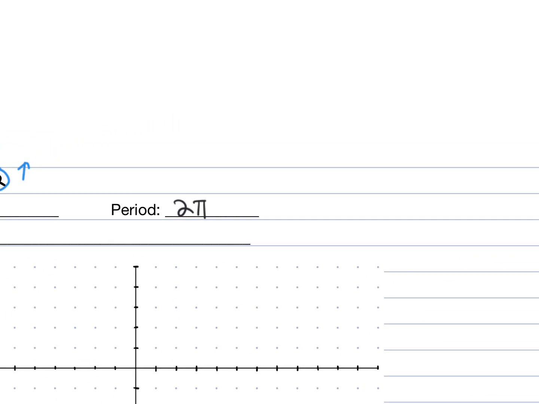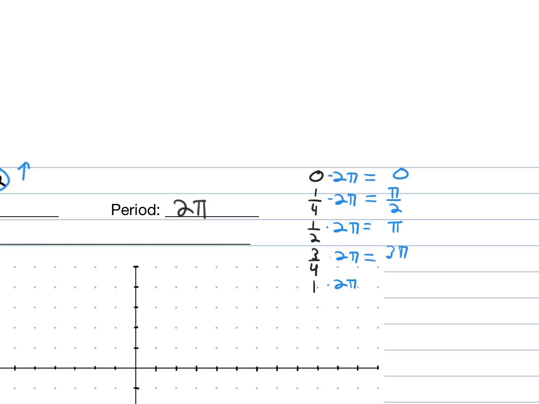And then our key points, we're just going to take the period and multiply it by 0 through 1 in quarterly increments. So 0, 1/4, 1/2, 3/4, and 1. So times 2 pi, all the way down. And then 0 times 2 pi is just 0. 1/4 times 2 pi should get you pi over 2. 1/2 times 2 pi is just pi. 3/4 times 2 pi is 3 pi over 2. And then 1 times 2 pi is just 2 pi.